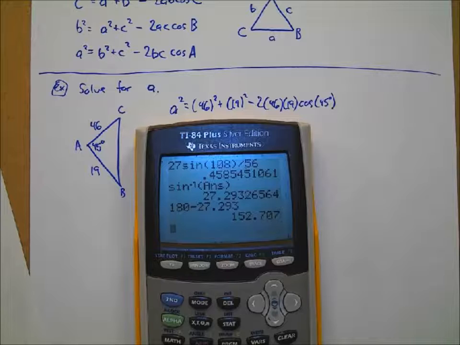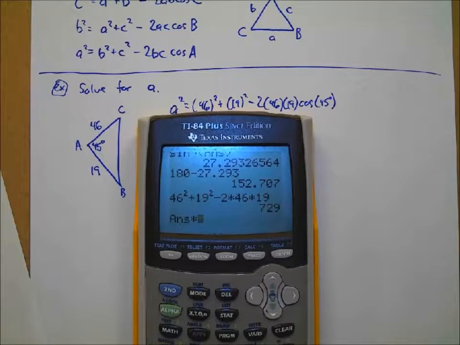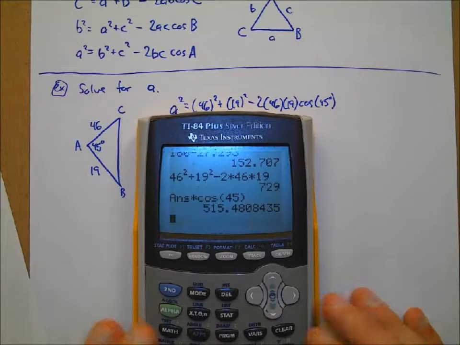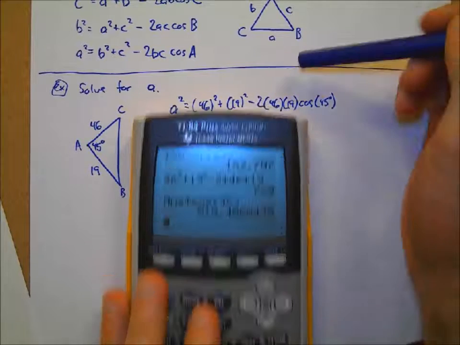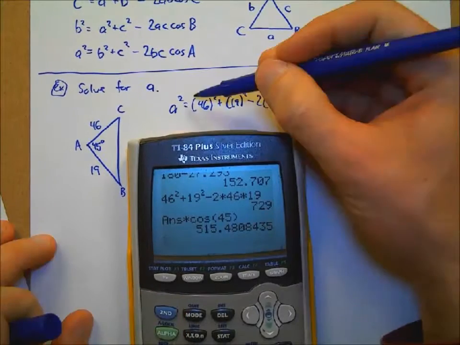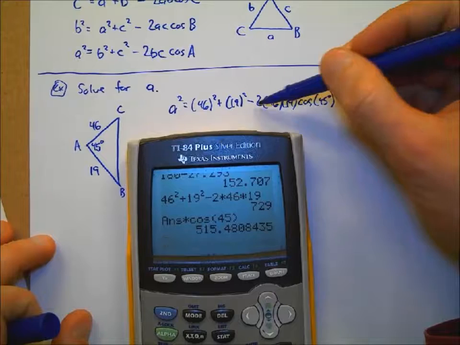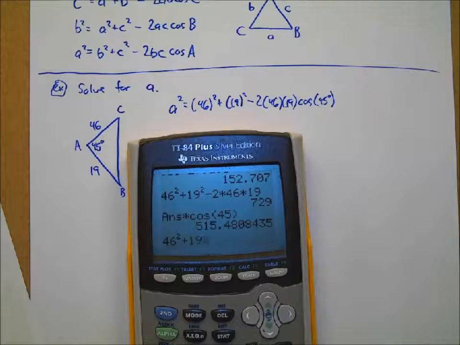So, for example, one thing I'll see students do is type 46 squared plus 19 squared minus 2 times 46 times 19, get 729, times cosine 45. There's my answer. What's wrong with that? You have to multiply the cosine by the 2 times 46 times 19 before you can subtract it. Exactly. This is all one product. It's not parentheses around this whole quantity times cosine 45. It's this product times cosine 45. So if you're going to type it in, just type it in all at once: 46 squared plus 19 squared minus 2 times 46 times 19 times cosine 45.